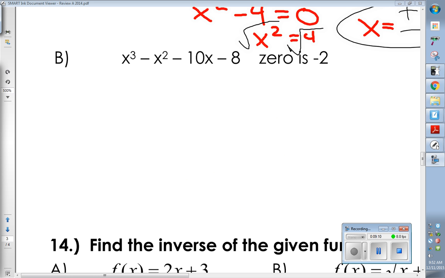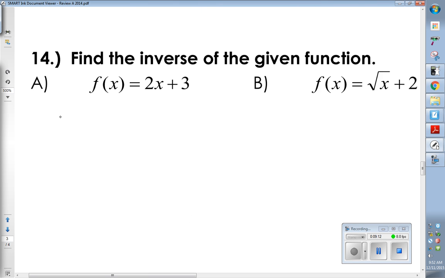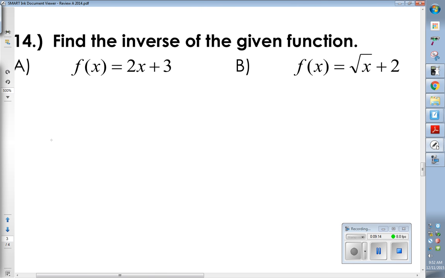X cubed minus x, oh no, that's the last one, never mind. Find the inverse of the function. Remind yourself, there are 2 steps to finding an inverse. The first step to finding an inverse is what?